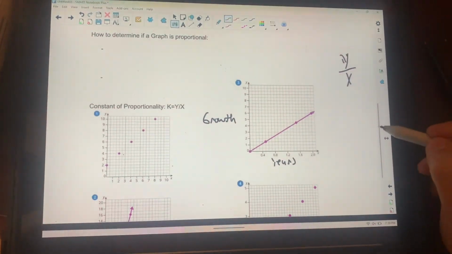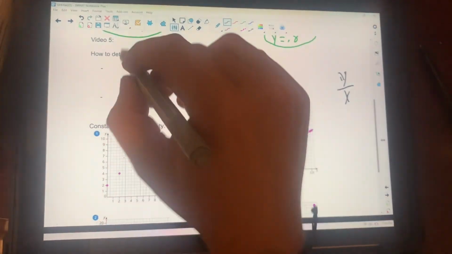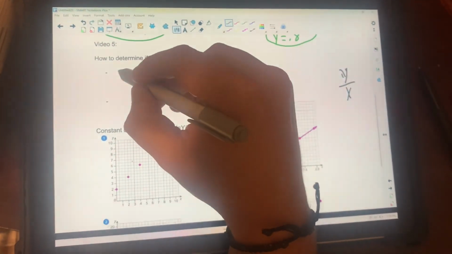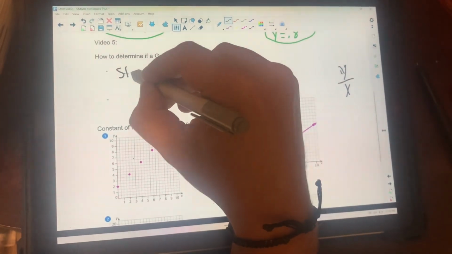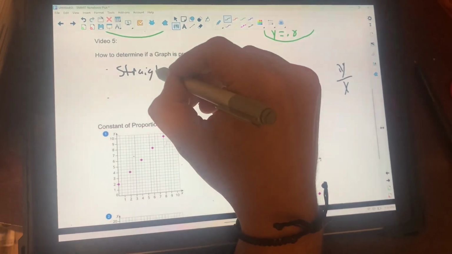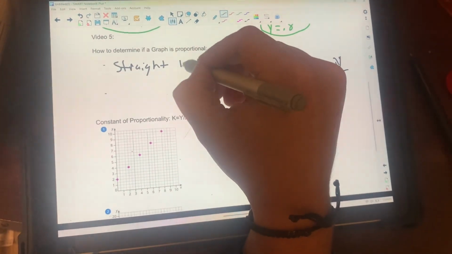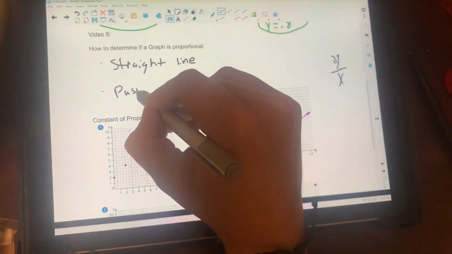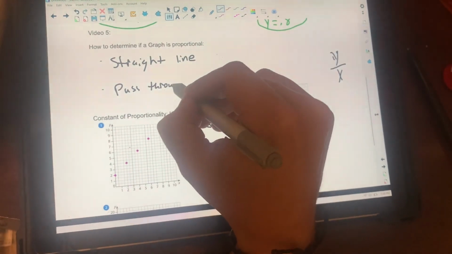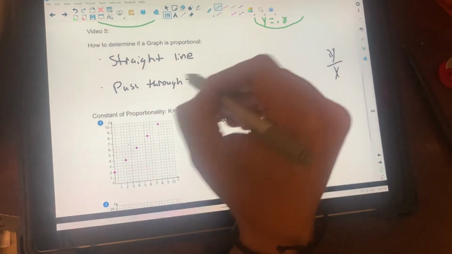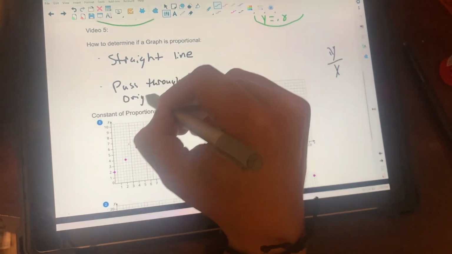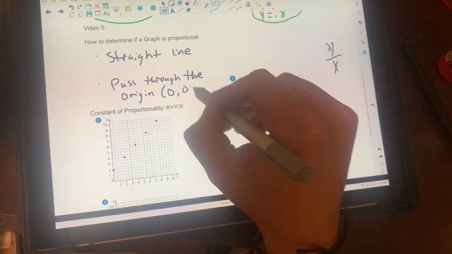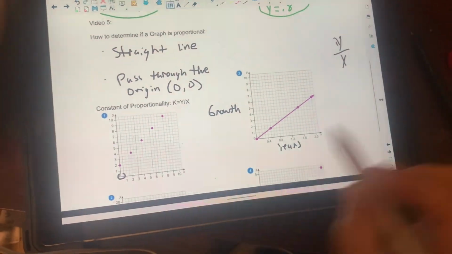Okay, so to determine if a graph is proportional, the graph has to be a straight line, and then it has to pass through the origin, which on graphs is 0, 0, that mark right there.